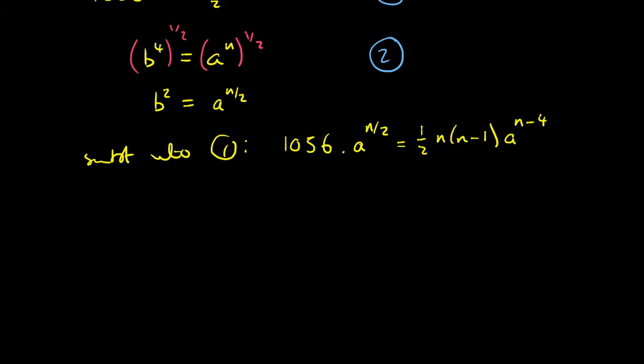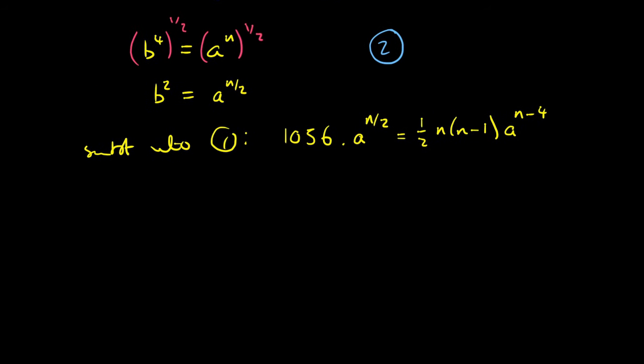And then I am going to divide both sides by n upon 2. So I get, and I might as well times both sides by 2, I think, right? So that'd be 2,112 is equal to n bracket n minus 1, a to the power of n minus 4 over a to the power of n upon 2.